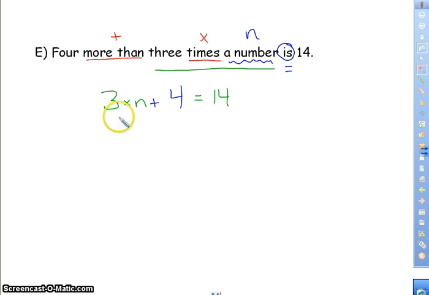Now we're going to clean this up again because we don't write 3 times n. We write 3n plus 4 equals 14. And once again, there's my equation. So you have to make sure you're being careful. You're reading these more than once. And then when you get done, make sure you read it and then look at your equation and make sure that they match up correctly.